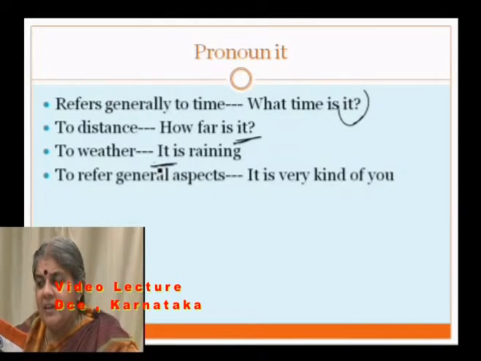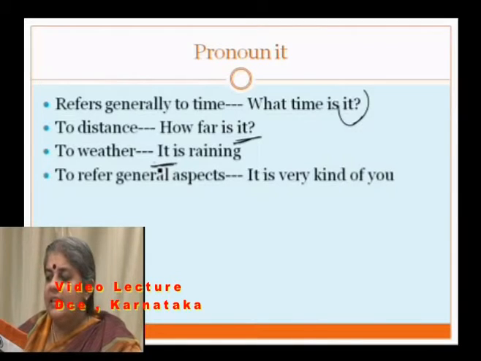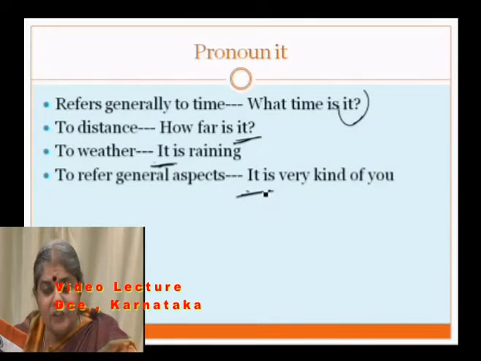If I have to speak of general aspects, it refers to life in general. It is very kind of you. It is surprising that you should say that. It is so nice of you. All these refer to general aspects.